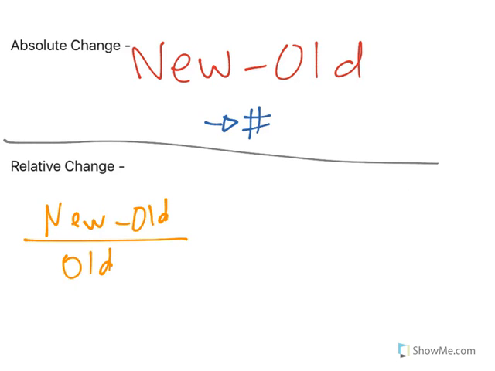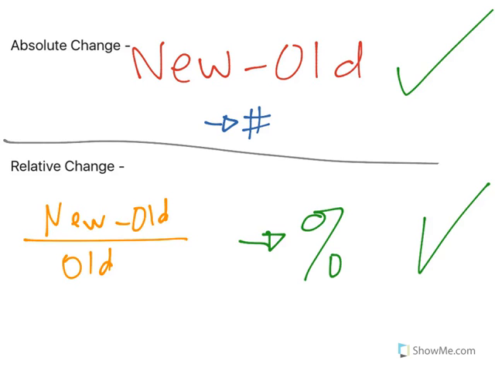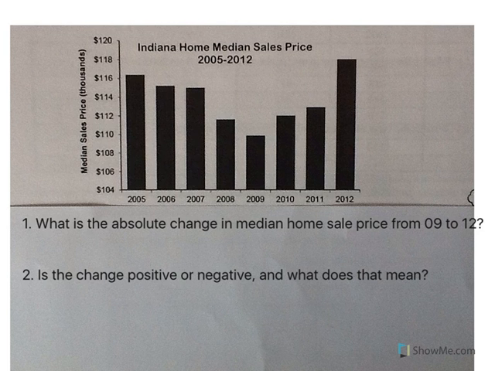Now, with the new minus old divided by old, we're going to talk about these things in terms of percentages. So we might say there's a 3% change or a 4% change, whereas the absolute change, we would just say there was an increase of $8,000. So it's different: numbers here, percents here. Okay, let's do some problems.